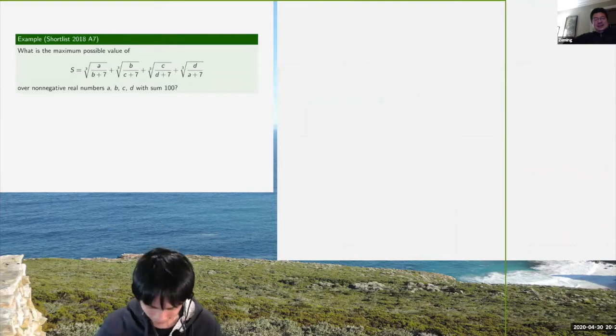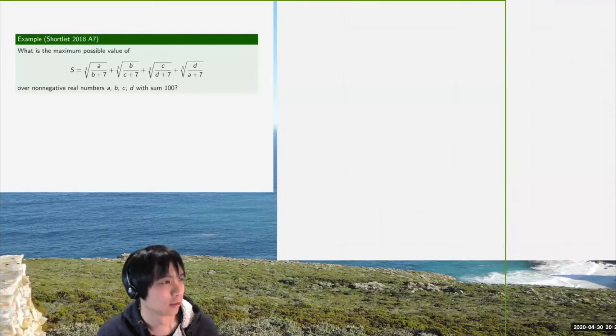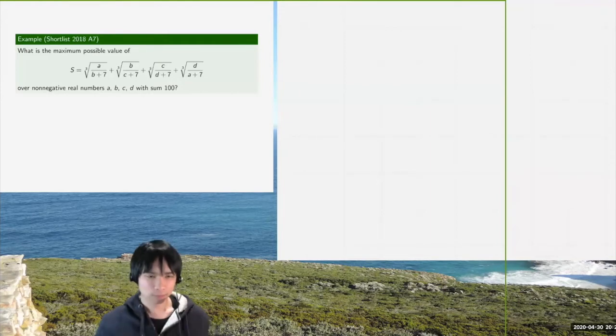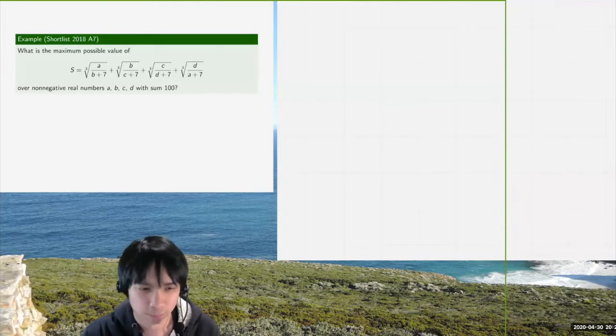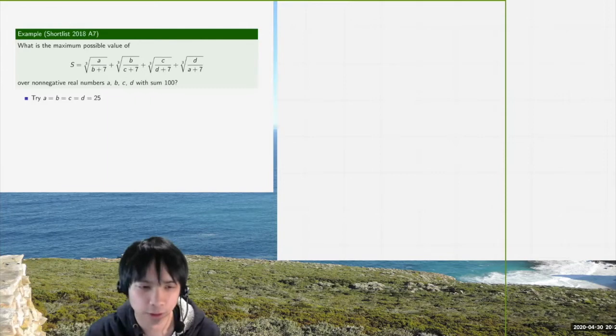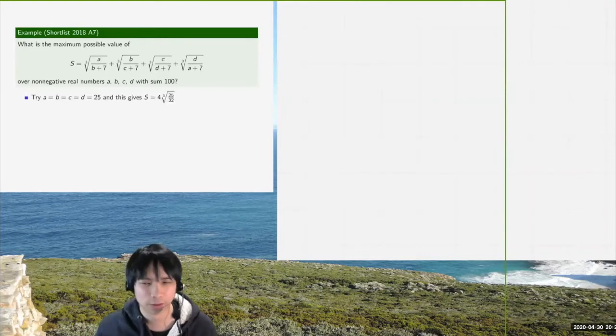Well, let's see. All right. So let me see what I want to say about this. Yeah, okay. I guess the first thing I want to say about this problem is what the numerical answer is, because normally when you see an inequality like this, the first thing you try is, okay, what if I just set all the variables equal to each other? So in this case, you might try a = b = c = d = 25. And this gives some value, whatever it is. So 4 times the cube root of 25 over 32. And there's going to be a bunch of cube roots, and I don't really want to.